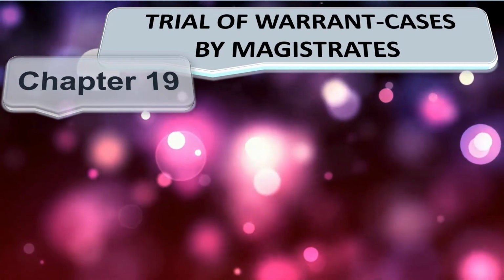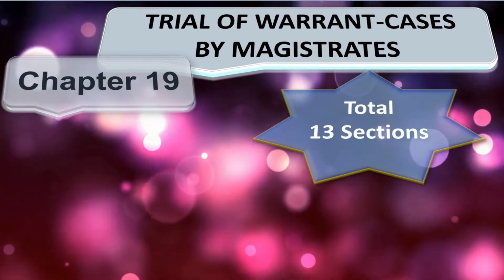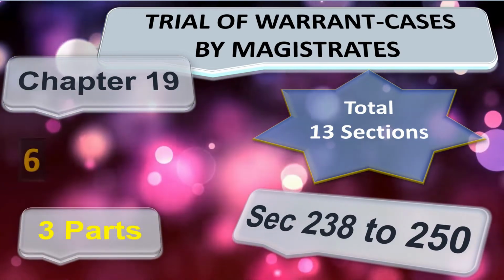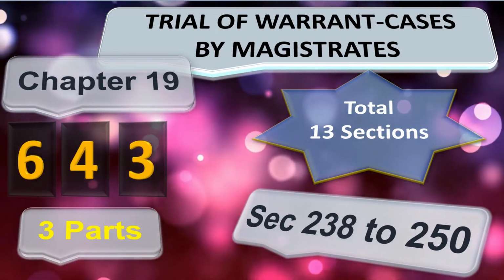Chapter 19 of Criminal Procedure Code 1973. It's trial of warrant cases by magistrate. It has got total 13 sections, section 238 to 250. This chapter is divided into 3 parts. Let's check what they are.